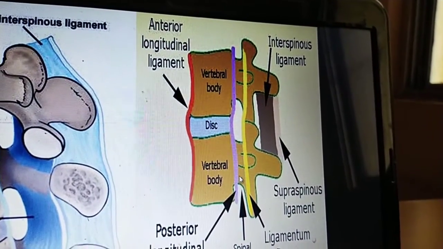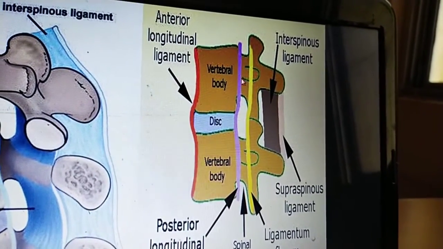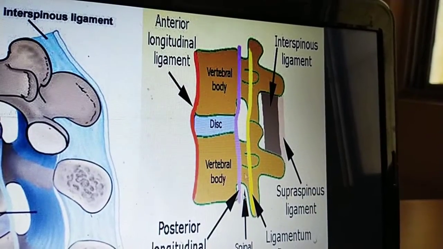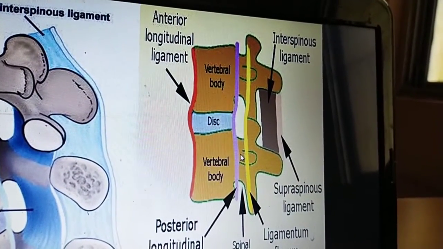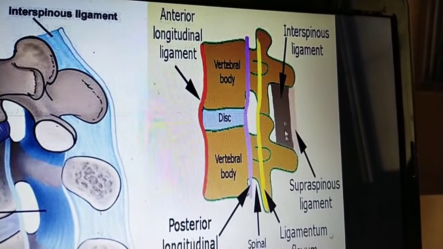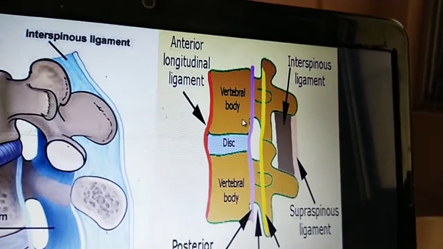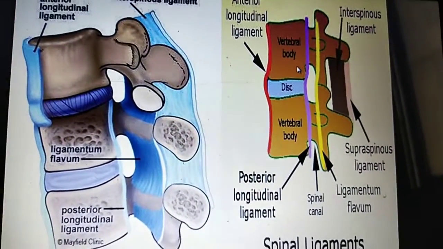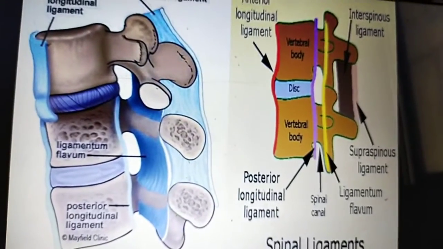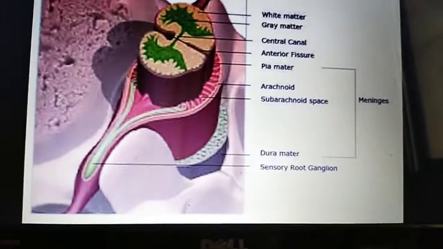vertebral foramina, tunnel-like structures formed by the joining of the vertebral foramina. That foramina or tunnel is called the spinal canal, and this is the interspinous ligament, and this is the supraspinous ligament. Like that, ligaments are present around the spinal cord. You can see this clearly here.